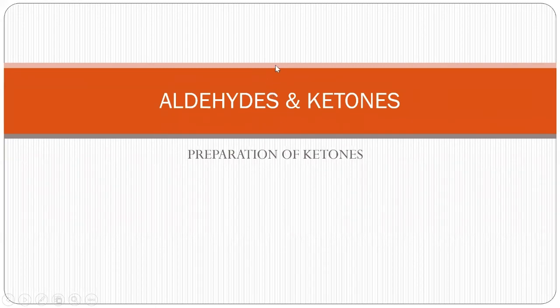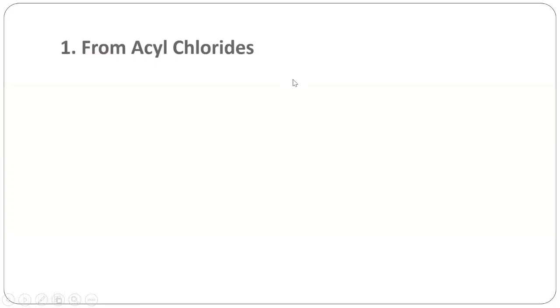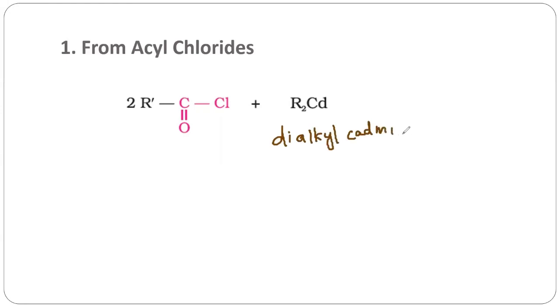So now we have the preparations of ketones. Ketones can be prepared from acyl chlorides. So acyl chloride is RC double bond OCl. It is treated with dialkyl cadmium. So this compound here is called dialkyl cadmium. You can see that there is a cadmium metal with two R groups. These are called organometallic compounds because there is a metal and there is also an organic part.